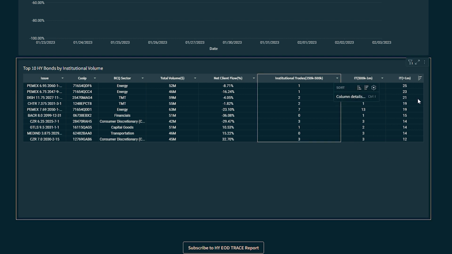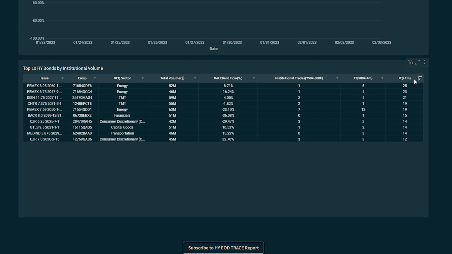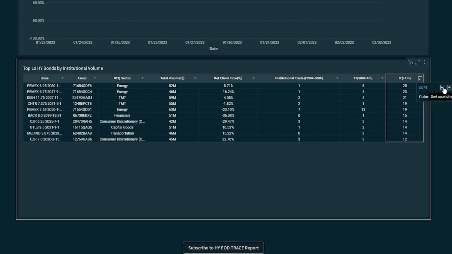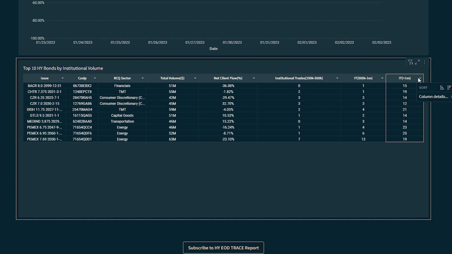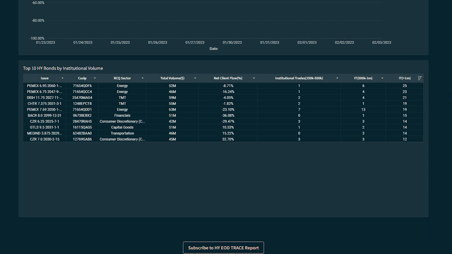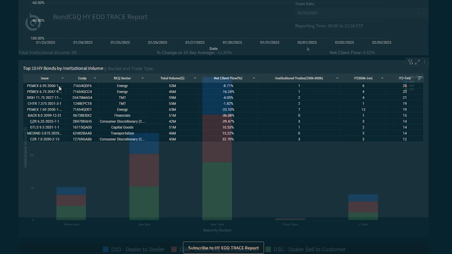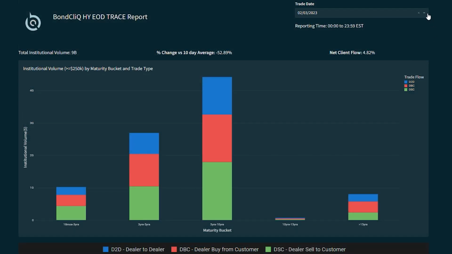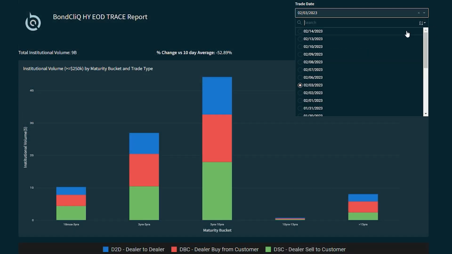For example, to rank today's top 10 by block liquidity, simply use the drop-down arrow for trades of 1 million or more and choose to sort descending. The table will automatically fill to show Pemex 60s was the winner of the day with 25 trades of 1 million or more. Finally, at the top right of this dashboard you note trade date.